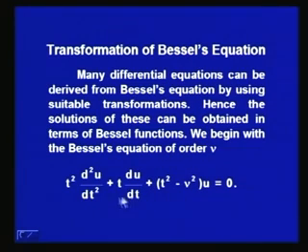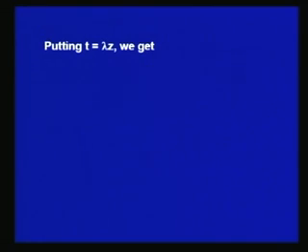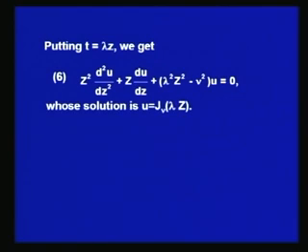So, let us consider the Bessel's equation of order nu, t square d square u over dt square plus t times du by dt plus t square minus nu square into u equal to 0. The first substitution that we make in this Bessel's equation of order nu is t equal to lambda z, that is, we change from the independent variable t to the independent variable z. Lambda is a constant here.